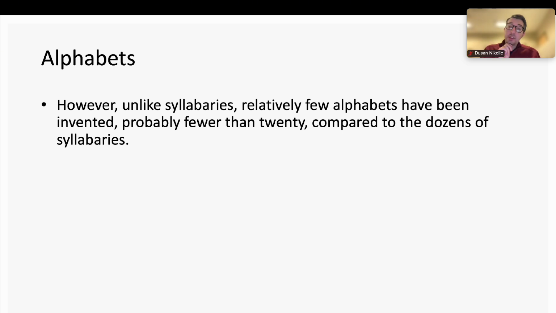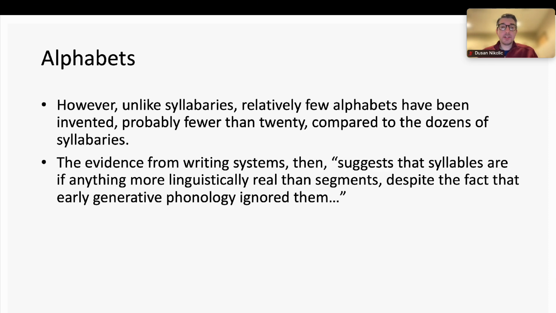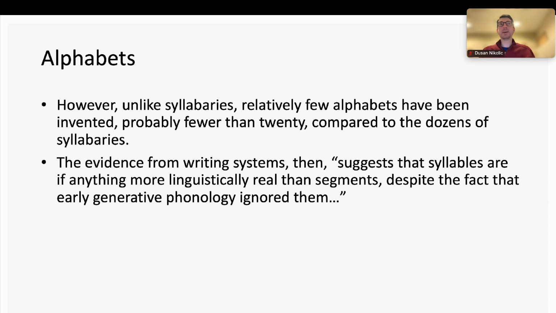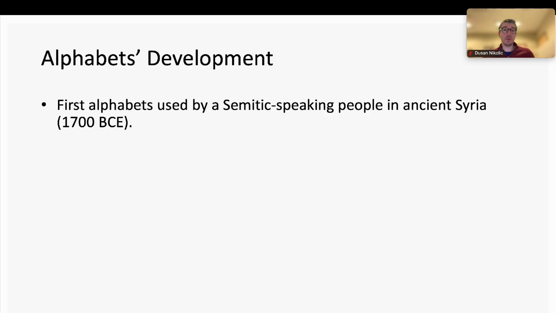However, unlike syllabaries, relatively few alphabets have been invented, so alphabets have been borrowed, probably fewer than 20, compared to dozens of syllabaries. So syllabaries are quite widespread, and they do not tend to borrow symbols, but alphabets do. The evidence from writing systems then suggests that syllables are, if anything, more linguistically real than segments, despite the fact that early generative phonology ignored them. This means that because of this invention of syllabaries, syllables are quite real across many languages.